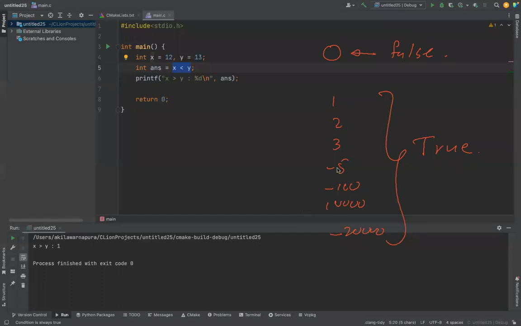In C programming, non-zero integer values are considered true. So since this x less than y condition is true, this expression can return any value like 1, 2, 3, whatever. But remember that by default it provides only 1 as true, but other integers are also considered true.